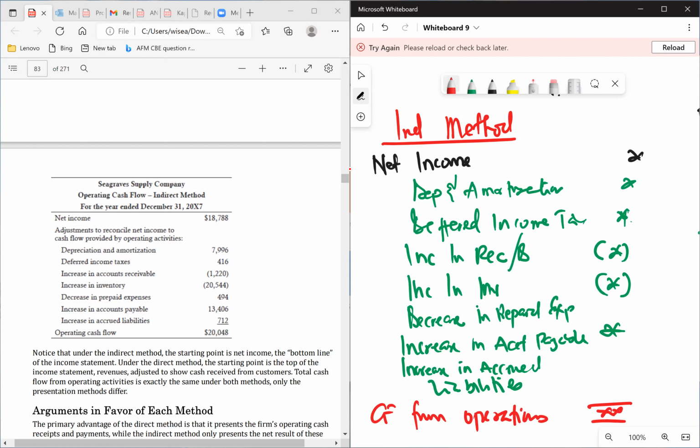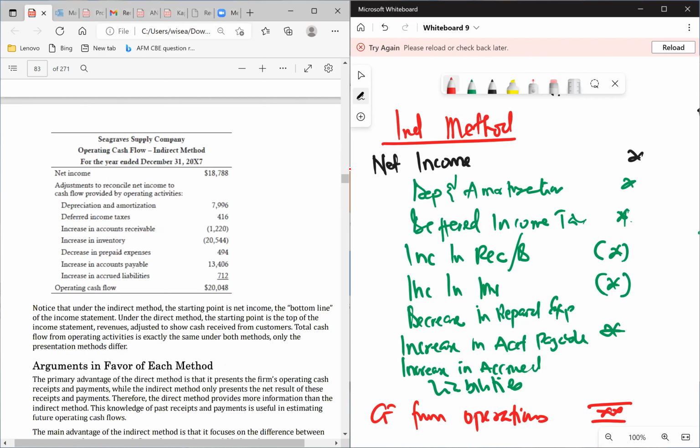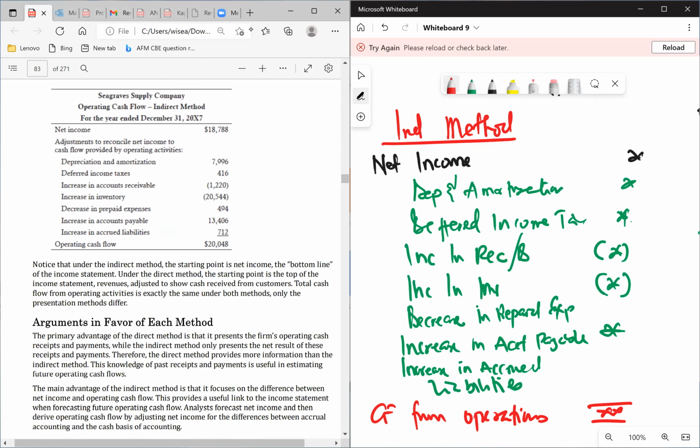Okay. Any issue so far? Any particular challenge anyone has with the indirect method of cash flow? Hello. Any particular challenge with the indirect method of cash flow?